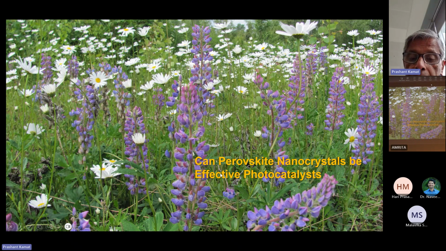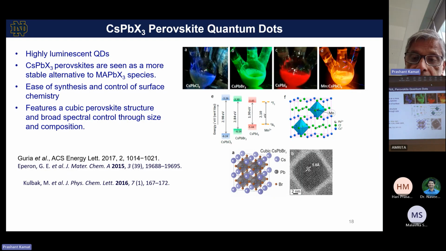Now coming back to this perovskite, that was just to give you an idea about hydrogen and solar fuels. The perovskite nanocrystals can be effective photocatalysts. It is the same hot injection method as made for cadmium selenide, and that one you have it here. It's cesium lead chloride, cesium lead bromide, iodide, and a manganese-doped cesium lead chloride. As you can see here, you can tune their band gap based on the halide composition or this manganese dopant.